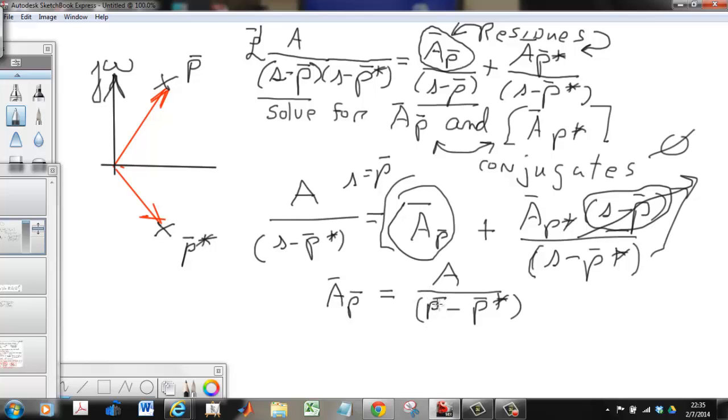And we've already seen what P minus P star is. If this is P over here, and this is P star, well then minus P star must go this way, and the sum of those two then is a vertical. So this must be P minus P star.